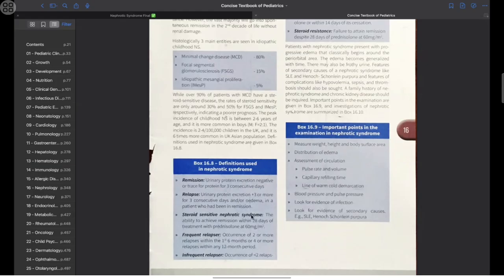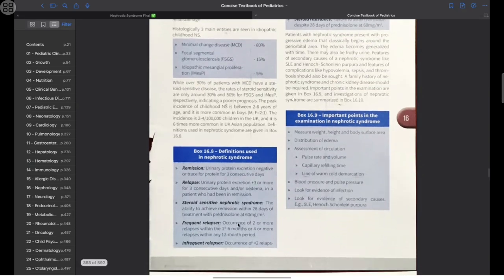Then steroid sensitive nephrotic syndrome is the ability to achieve remission within 28 days. So remember, the cutoff is 28 days, even though we say an early responder is 14 days and that they are less likely to respond after 48 days. In terms of definition, we have to take the 28 days of treatment with prednisolone, that's 60 milligram per meter square. Then you have the frequent relapser, that is occurrence of 2 or more relapses within the first 6 months or 4 or more relapses within any 12-month period.